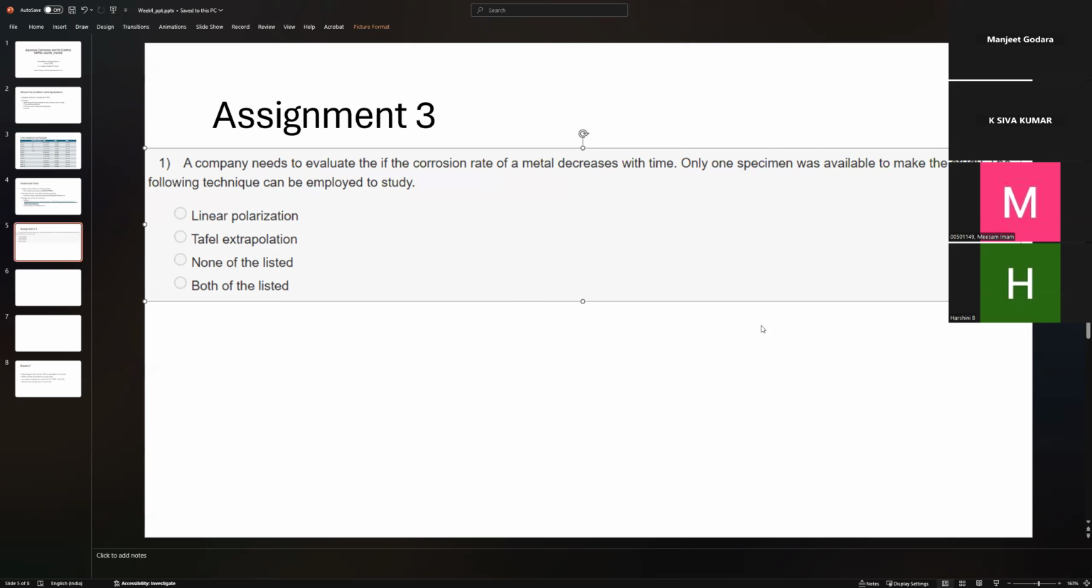Since the Tafel extrapolation is a destructive testing, and you only have one sample, you definitely want to measure linear polarization. If you want to measure the corrosion with time, you can measure the corrosion rate at different times, to see if it's decreasing or increasing. So I think this is good because linear polarization is a non-destructive method.